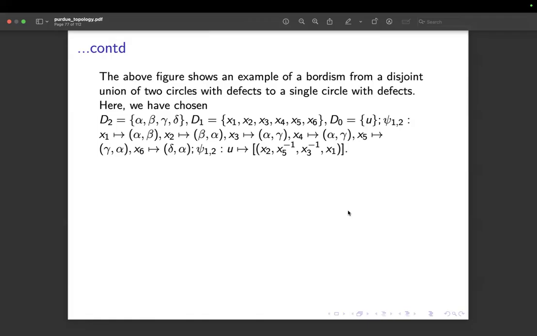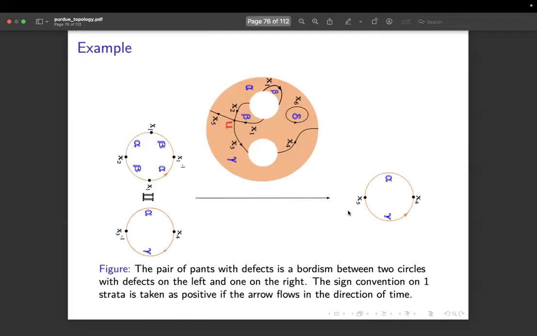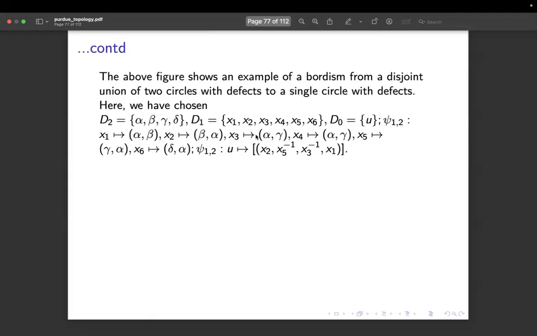So let me go back and just mention. You see that D2 is alpha, beta, gamma, and delta, and this blue color, alpha, beta, gamma, and delta, are decorations available to decorate the two-dimensional stratum.